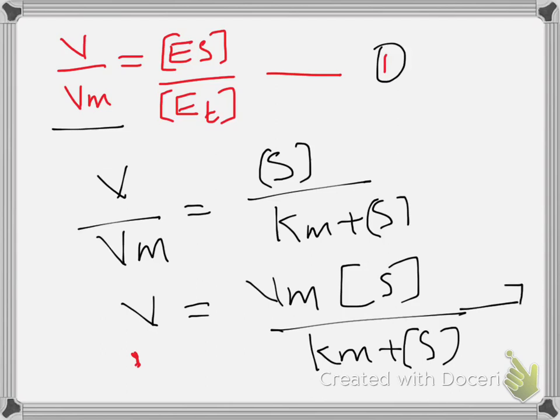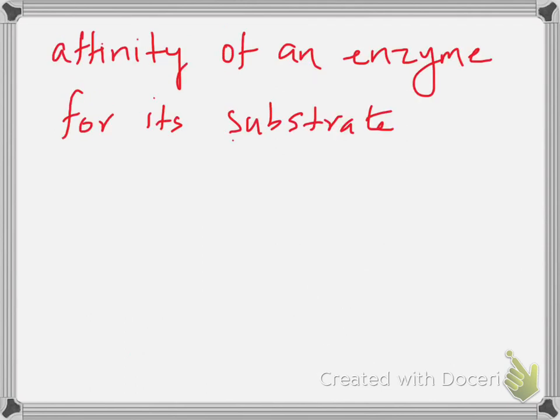This equation is called the Michaelis Menten equation. Here Km is the measure of the affinity of an enzyme for its substrate.